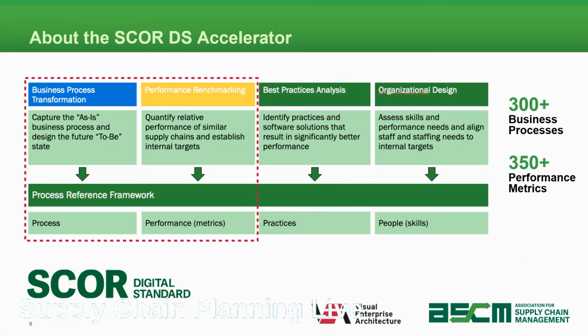The SCOR DS Accelerator will focus on 2 of the primary areas that Jason mentioned earlier. The first is business process transformation, to help you capture not only the as-is state of all your business processes, but also the future or to-be state of how you would like your processes to be in the future. The second part is performance benchmarking, helping you quantify the relative performance of your organization to similar supply chains, establish some internal targets, and help set the strategy for how you'd like to proceed with your digital transformation using these performance metrics.